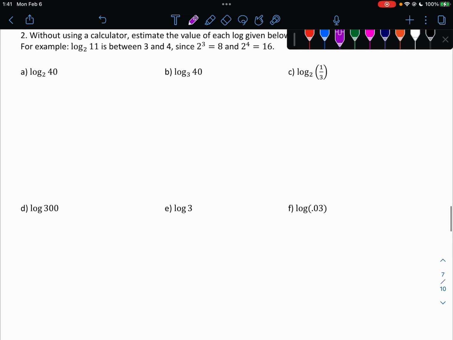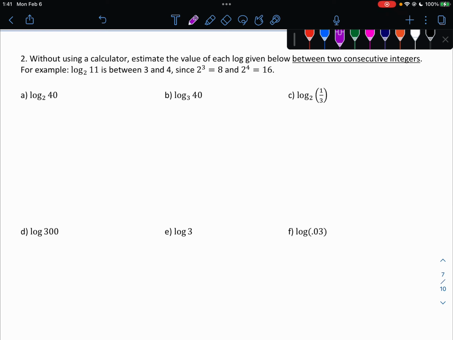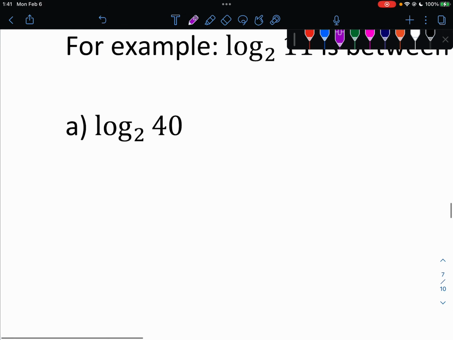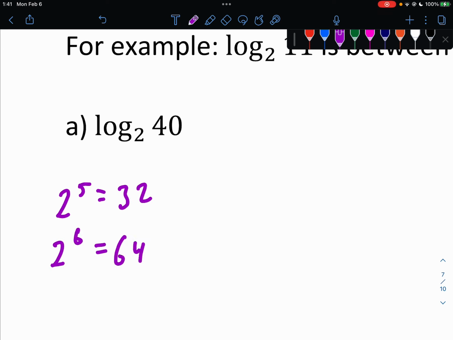All right. Question 2, without using a calculator, estimate the value between two consecutive integers. Okay. So log base 2 of 40. Well, I know 2 to the 5th is 32, and 2 to the 6th is 64. So my guess would be 5.2. Is there a right or wrong answer to this? There isn't. We're estimating. As long as your answer is between 5 and 6, it would be correct.